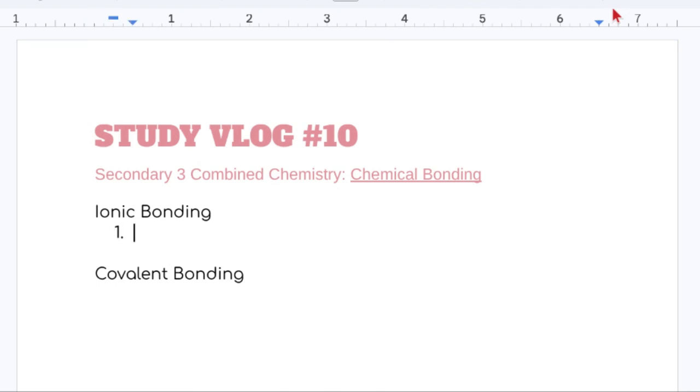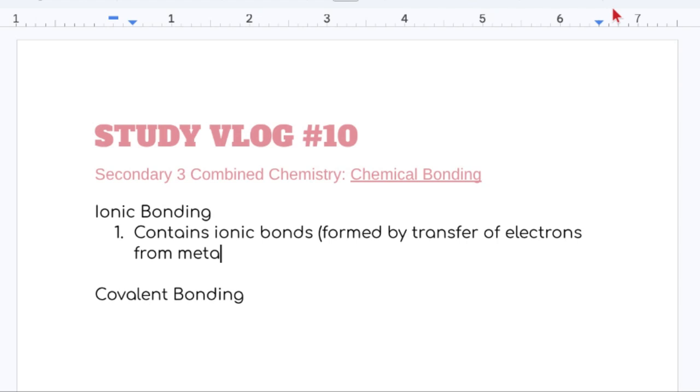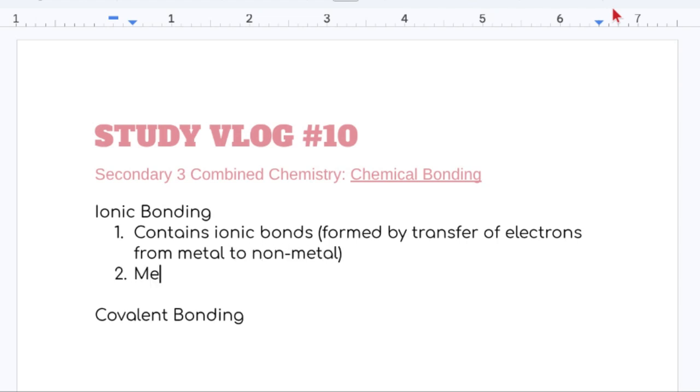First of all, ionic bonding contains ionic bonds, which are formed by the transfer of electrons from metal to non-metal. Secondly, this means that metals lose electrons to form cations. Okay, metals lose electrons to form cations.